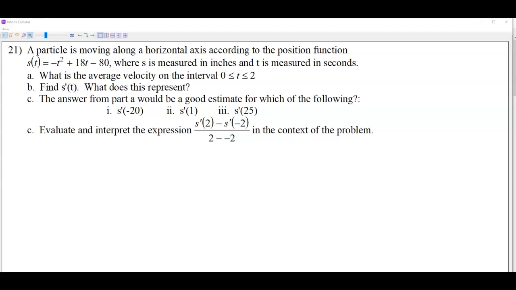Evaluate and interpret the expression s prime of 2 minus s prime of negative 2 in the context of this problem. Well, now, the first thing that you want to take note of is the interval. Okay, so what is the interval?